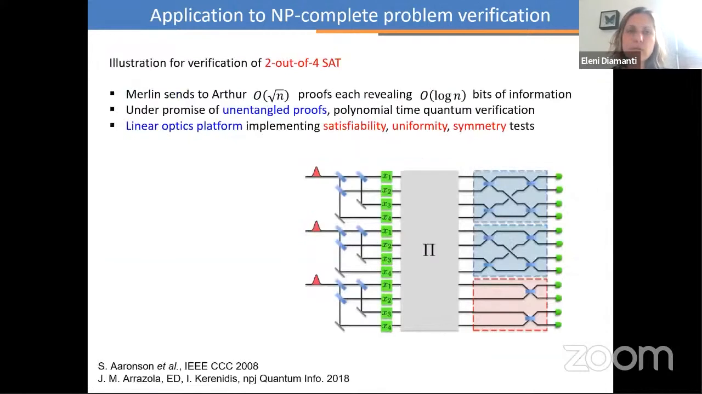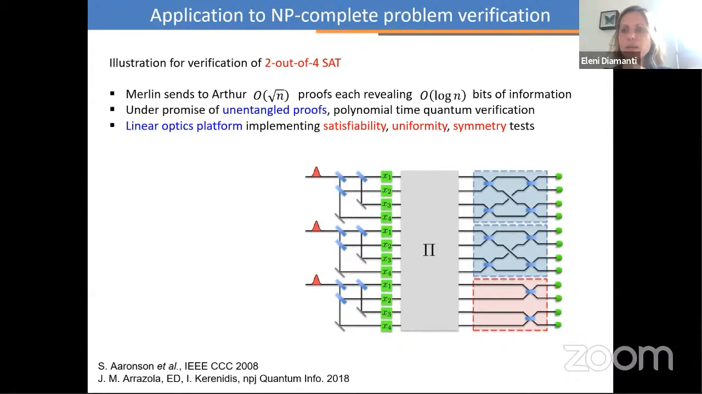So what is the problem we're going to look at? It is the problem called 2-out-of-4 SAT. This is a satisfiability problem. What does it mean? You have n variables, and you make clauses that each contain 4 of the variables, and the 2-out-of-4 SAT means that at least 2 out of the 4 need to be satisfied for each clause, so these are parity conditions that need to be satisfied at each instance.